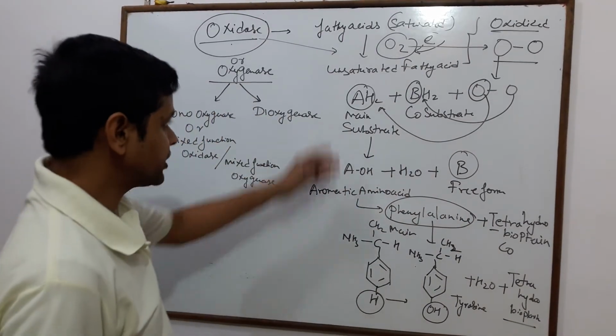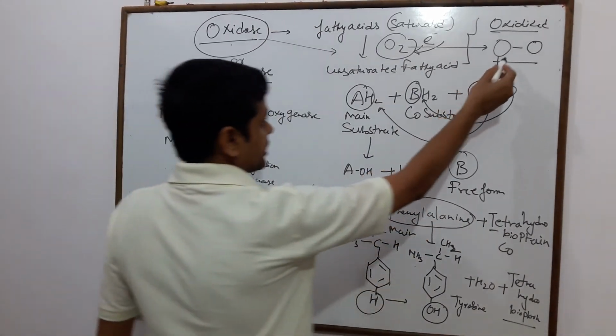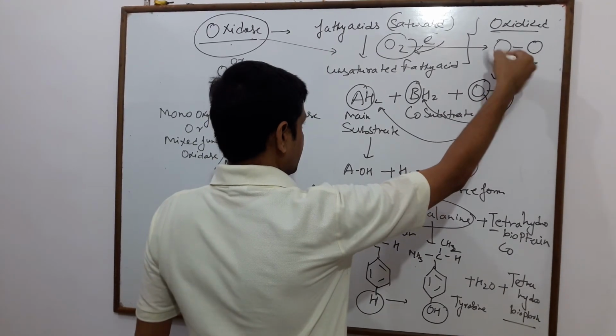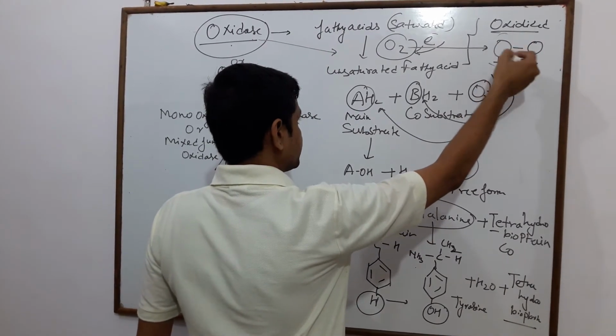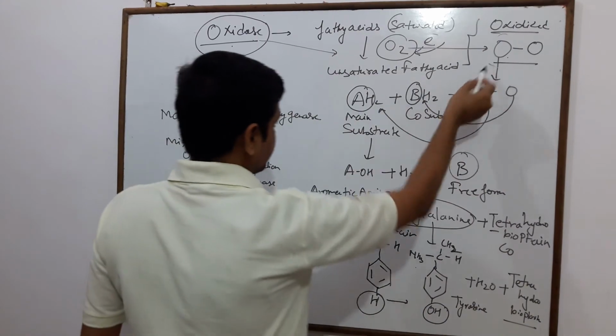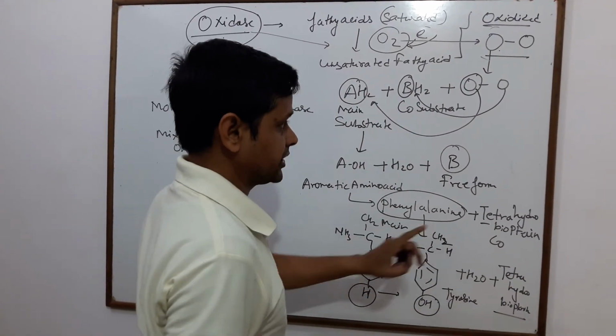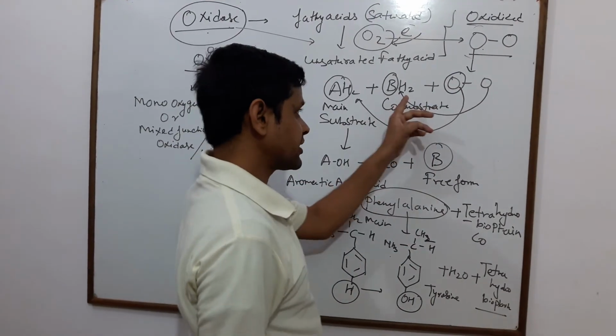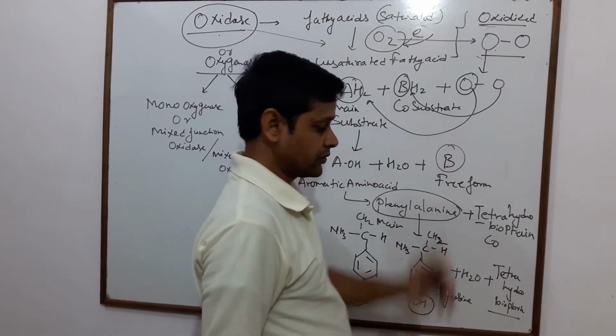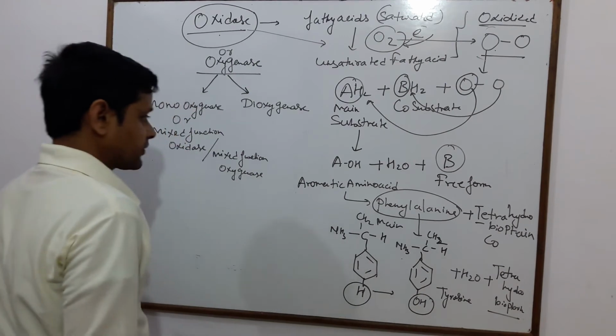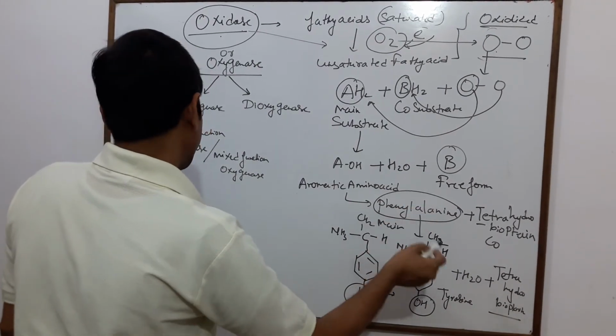So the conclusion is that out of two oxygen atoms, one oxygen atom reacts with the main substrate and generates the hydroxylated product. The other one is released as an H2O molecule. So this is the monooxygenase function.